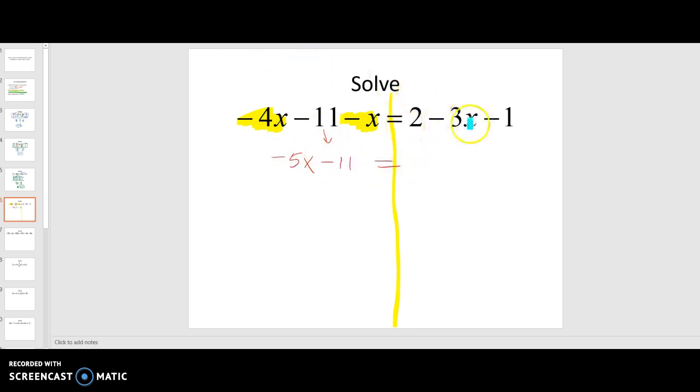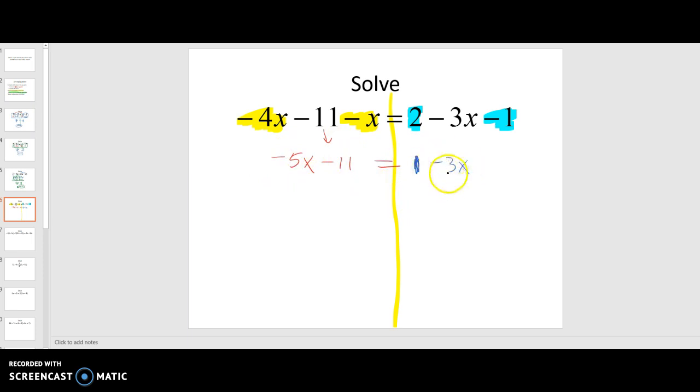On the right side, do I have any like terms? Yes, the 2 and the negative 1. I'm going to combine them the way I see it. 2 minus 1 is 1. And then I bring down the minus 3x. Now I don't have any distributing or combining like terms left to do. So now I can go ahead and move the variables to the left and the constants to the right.